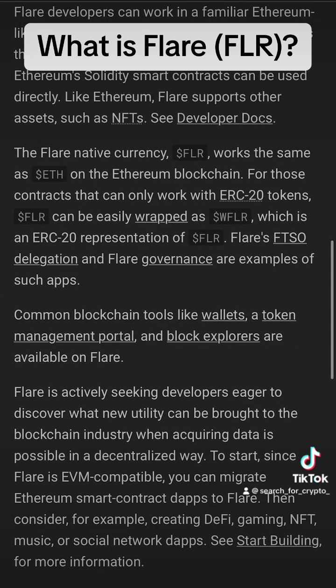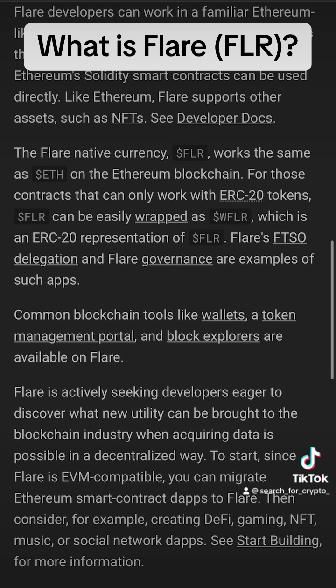So let's discuss why somebody would choose this network over, let's say, another network. So it says here, FLR developers can work in a familiar Ethereum-like environment. It offers the same API and uses Ethereum Virtual Machine, EVM, so Ethereum's Solidity smart contract can be used directly. Like Ethereum, FLR supports other assets such as NFTs. The FLR native currency, FLR, works the same as ETH on the Ethereum blockchain.